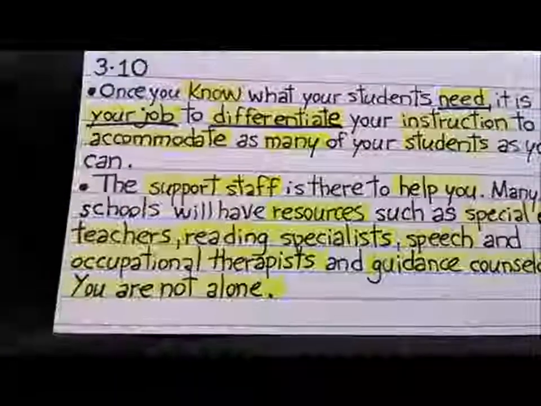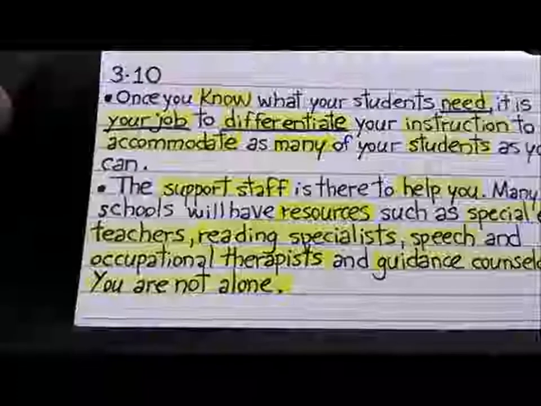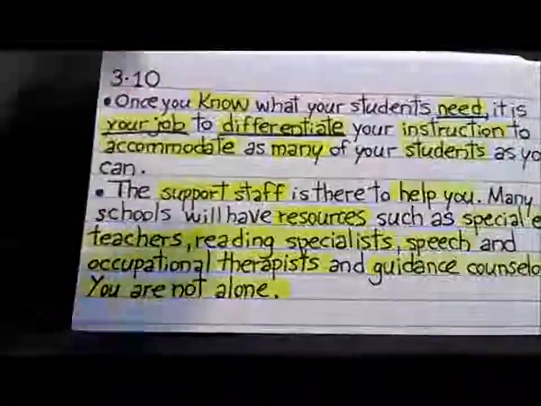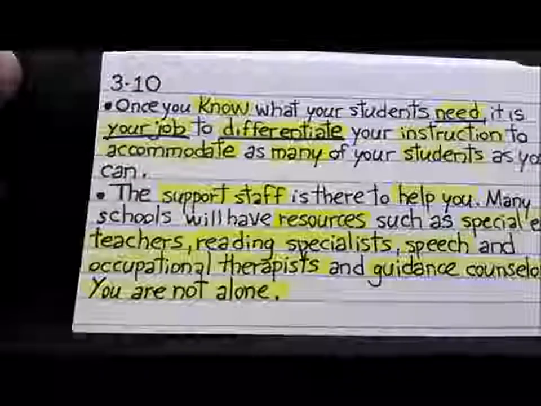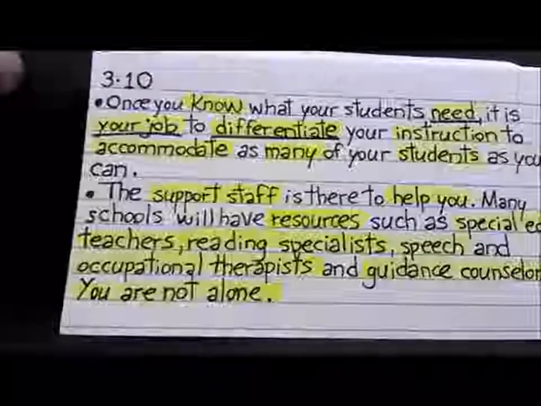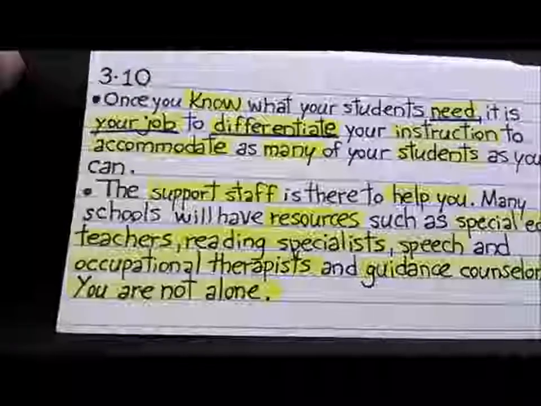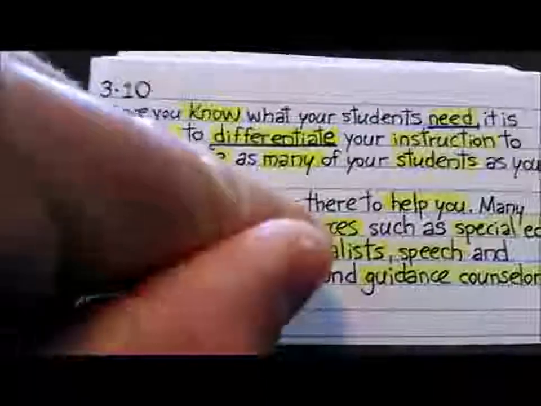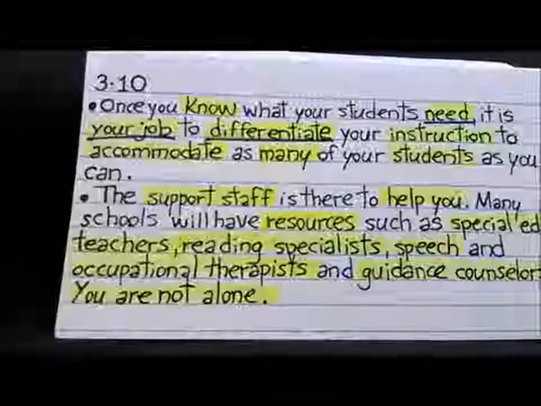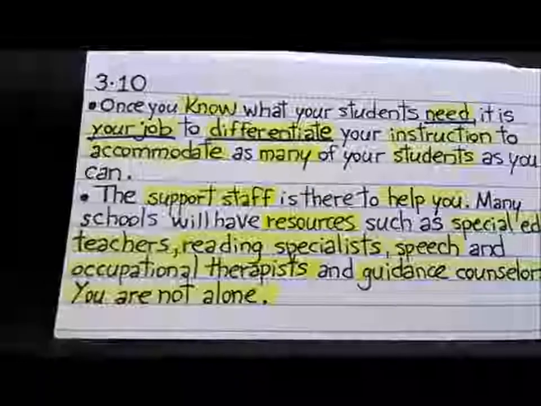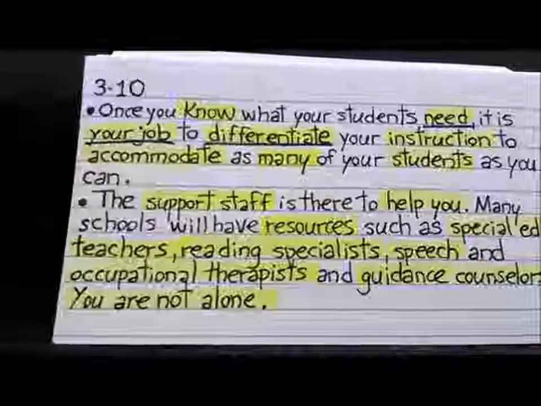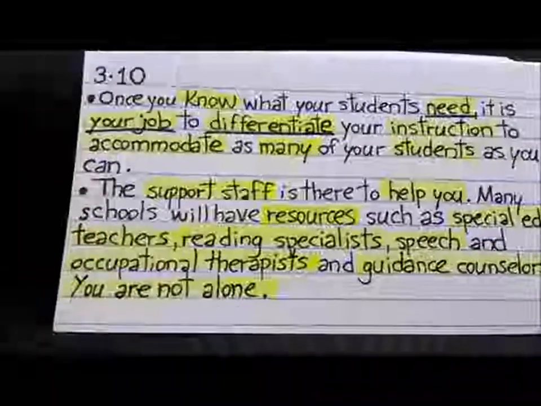3.10. Once you know what your students need, it is your job to differentiate your instruction to accommodate as many of your students as you can. The support staff is there to help you. Many schools will have resources such as special ed teachers, reading specialists, speech and occupational therapists, and guidance counselors. You are not alone.